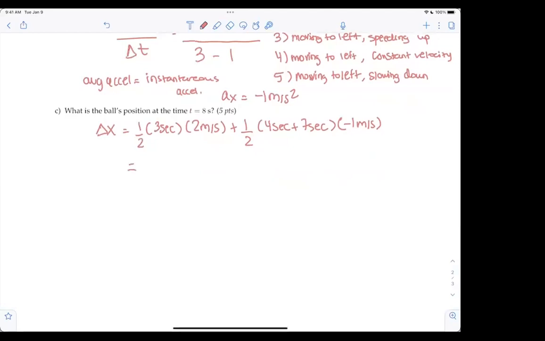1/2 times 3 times 2, right? That's going to give us 3 meters total. So we have seconds times meters per second. Seconds cancel out. Solve that. And then we have 1/2 times 11, basically, times -1. So 1/2 times 11. Oops, this is 11 seconds. And then times -1 meters per second. And let me know what you guys get for that.